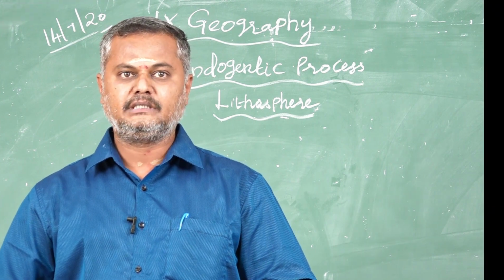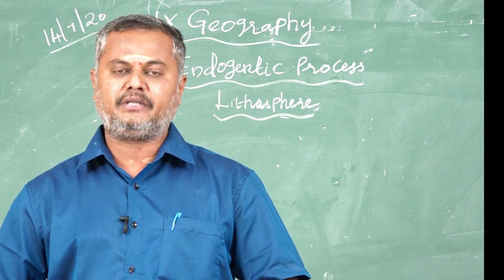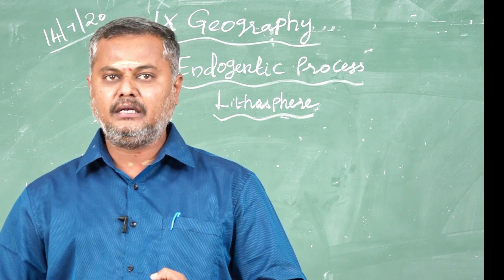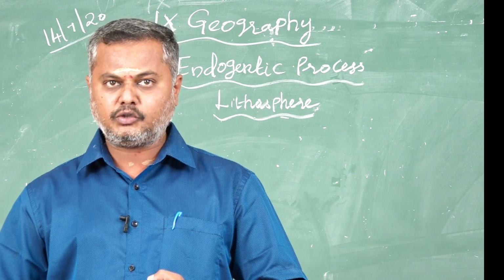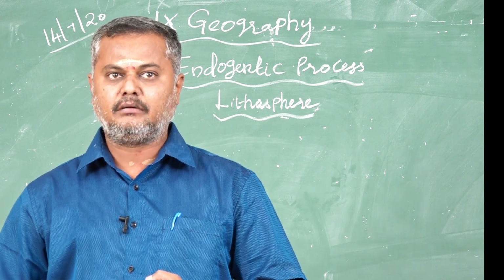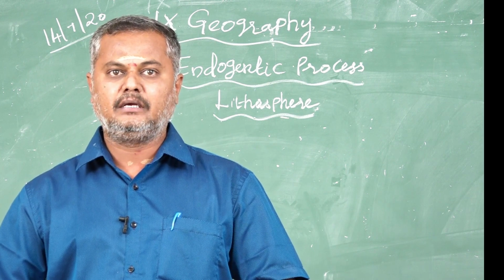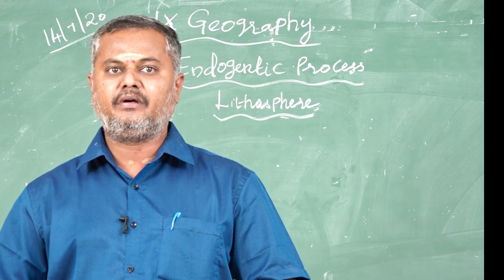What is lithosphere? Lithosphere is the solid outer part of the earth. Atmosphere is a thin layer of gases that surrounds the earth. Hydrosphere is the watery part of the earth's surface, including oceans, rivers, lakes and water vapor. Biosphere is the layer of the earth where life exists.